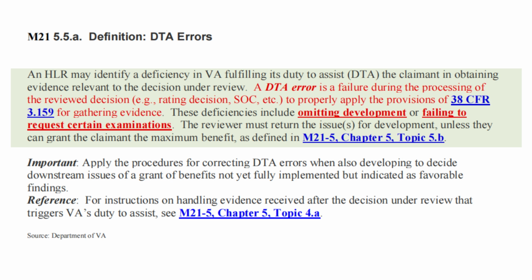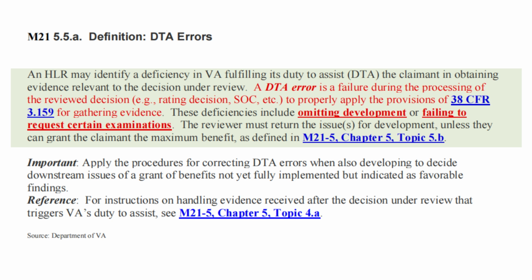These deficiencies include omitting development or failing to request certain examinations. Now, omitting development could be something as simple as you told them, hey, you got treatment from a private physician somewhere, and they fail to send you a medical release form so they can go out and get those records, or fail to go out and look at progress reports at certain VA medical centers that you sought treatment from, and then failing to request certain examinations.